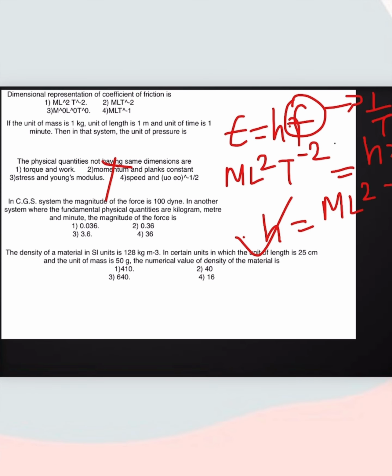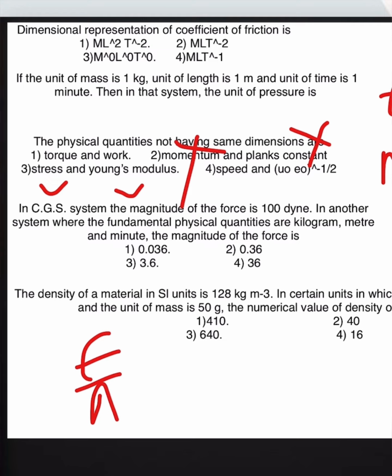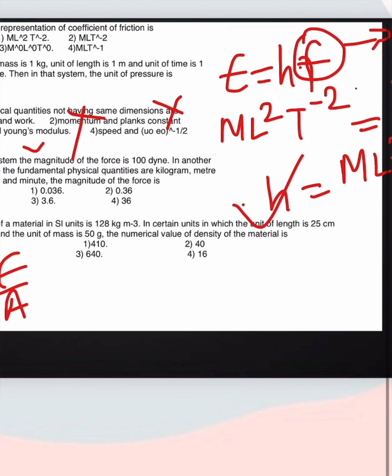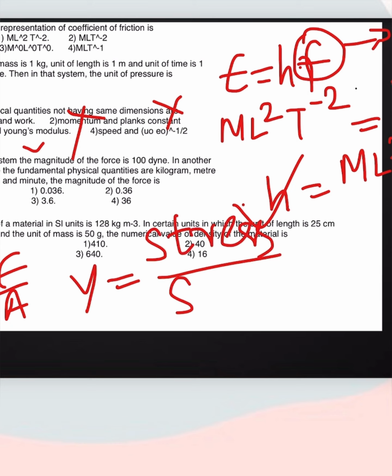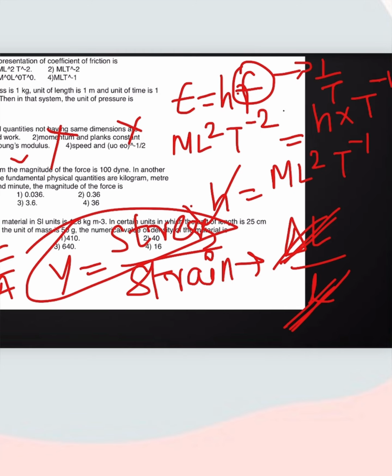Momentum and Planck's constant do not have the same unit. Stress and Young's modulus have the same unit. Stress is equal to force divided by area, and Young's modulus is equal to stress divided by strain. Strain means change in length divided by original length, delta L by L, so length divided by length cancels out. So Young's modulus has the unit of stress.